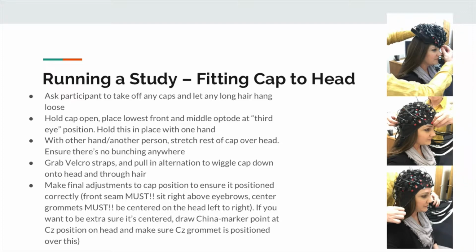You can also make double sure with a china marker. I'm not sure where ours is, but it's essentially a very large crayon. You can draw a little point on the participant's scalp. They won't notice it. It'll wash off next time they wash their hair. That is halfway between the ocular points and halfway between the nasion and inion. And then when you're putting the cap on, make sure there's an empty grommet in the Cz center of the cap that is centered right over that little red point.